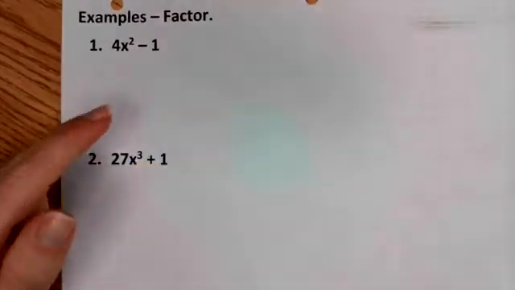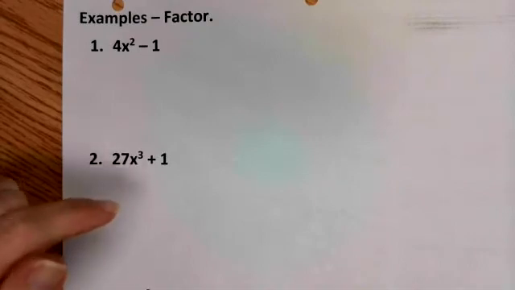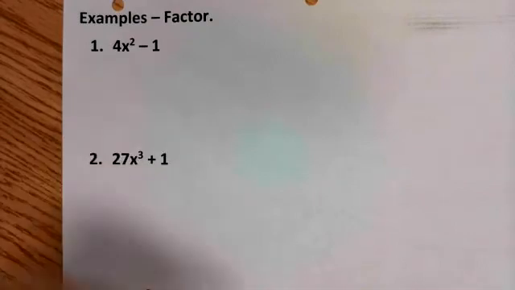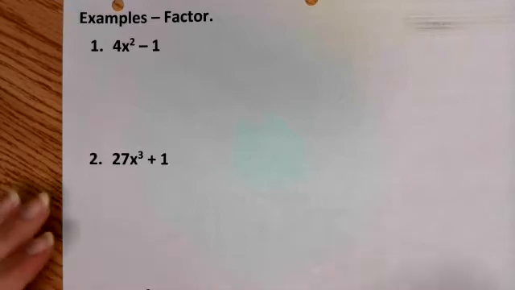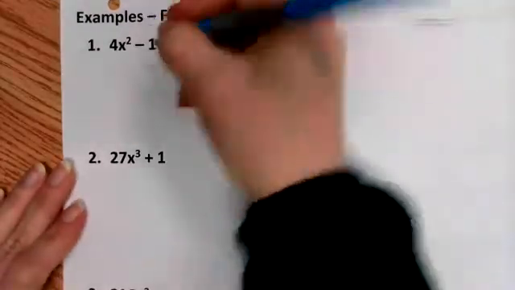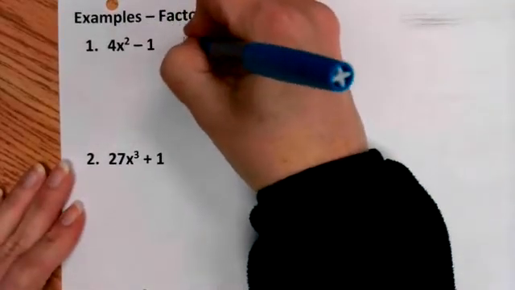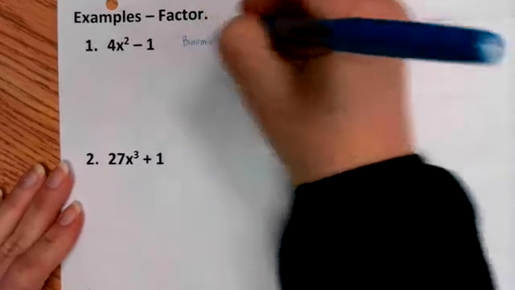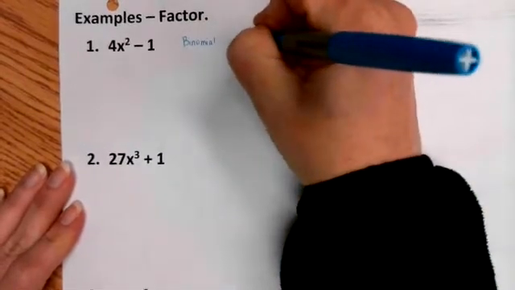So if my GCF is 1, that's boring. Nothing to take out really with the 1. So 4x squared minus 1, I don't have a greatest common factor other than 1. So this is a binomial. It has 2 terms. It is a difference because they are being subtracted.